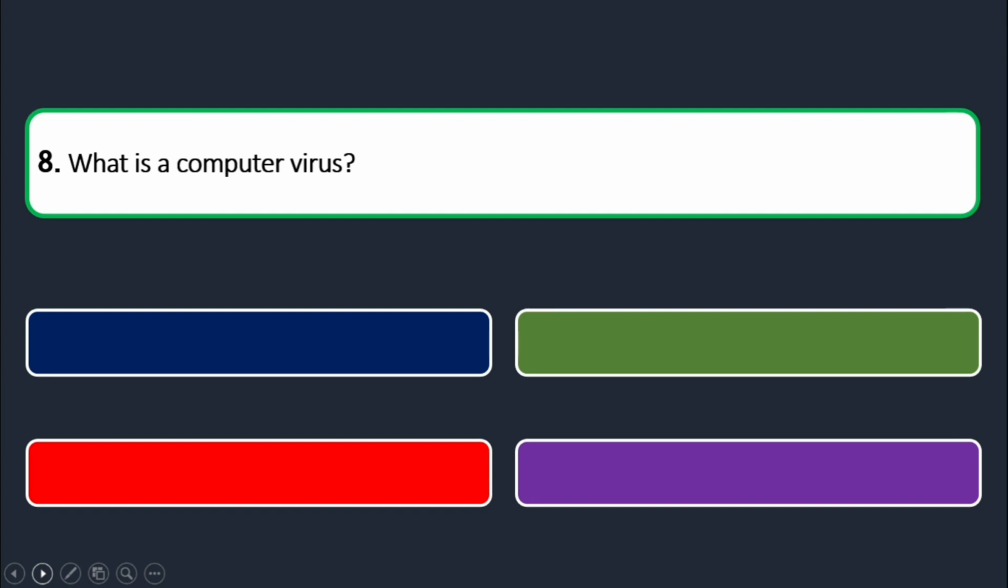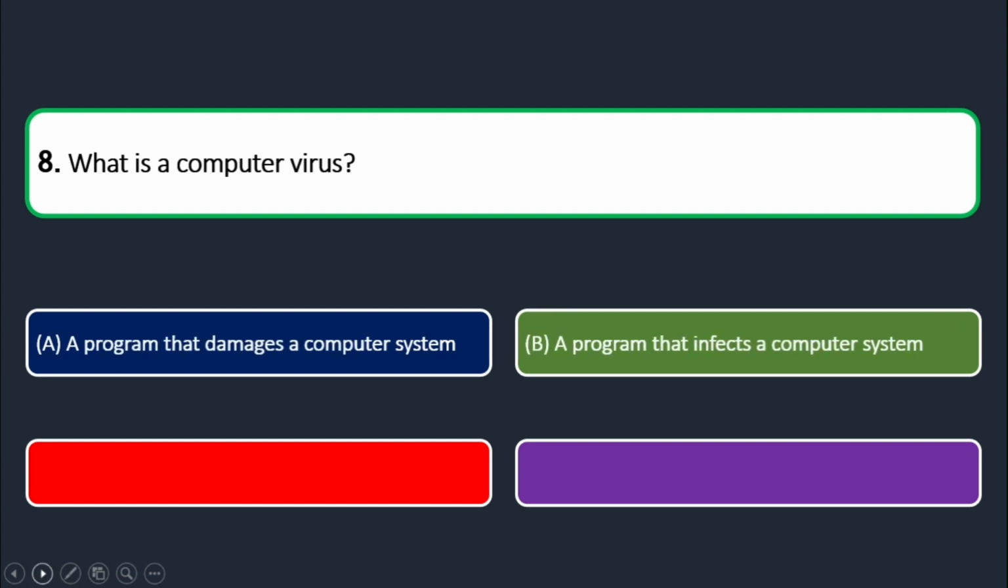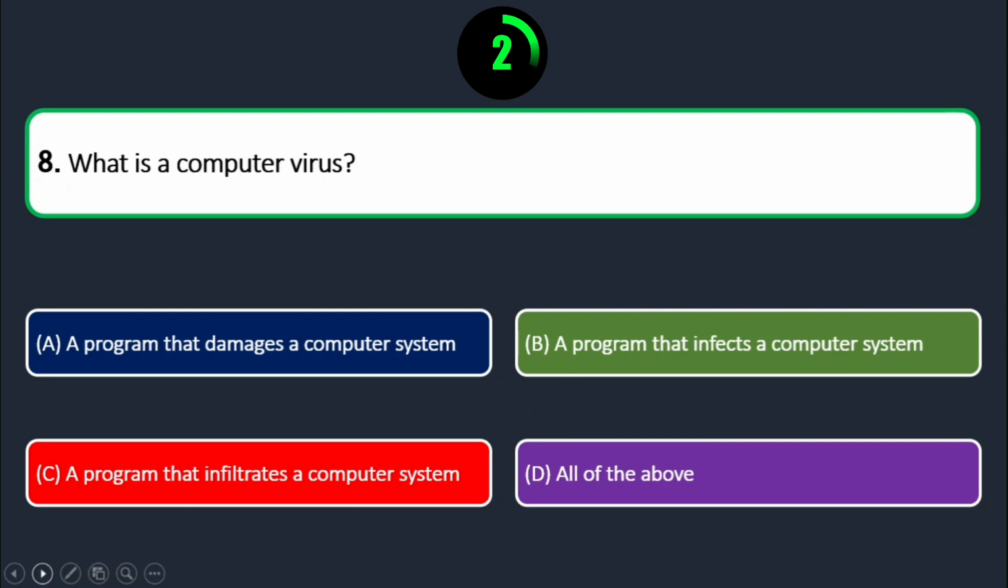Eighth question. What is a computer virus? Your options are A. A program that damages a computer system, B. A program that infects a computer system, C. A program that infiltrates a computer system, D. All of the above. The correct answer is A. A program that damages a computer system.